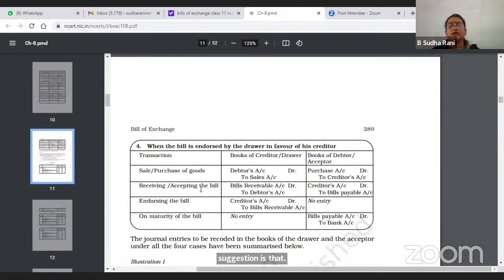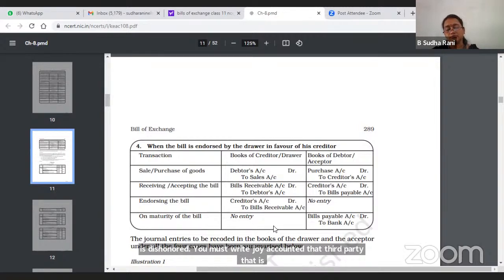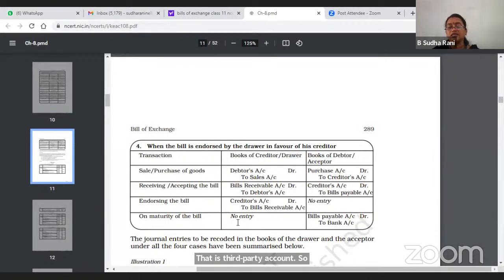The fourth situation is when the bill is endorsed. On maturity, if the bill is honored, no entry. But if the bill is dishonored on maturity, you must write drawee account debit to the third party, that is the creditor account, the third party to whomsoever the bill has been endorsed. So the entry will be drawee account debit to endorsee account, or the third party account.